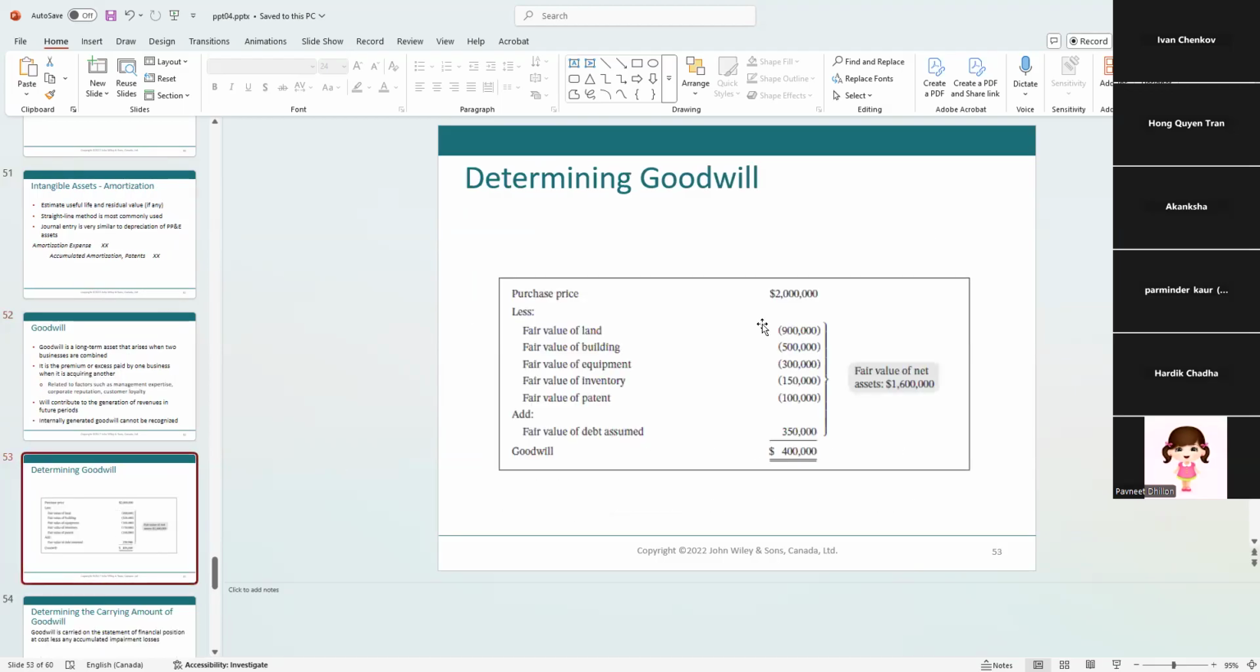How are we going to determine the goodwill? We're going to get the purchase price, how much we pay. Then we're going to see how much is the fair value of the assets and the liabilities. And if we pay more than the fair value of the assets and liabilities, we're going to have a goodwill. If we pay less, we're going to have a negative goodwill.